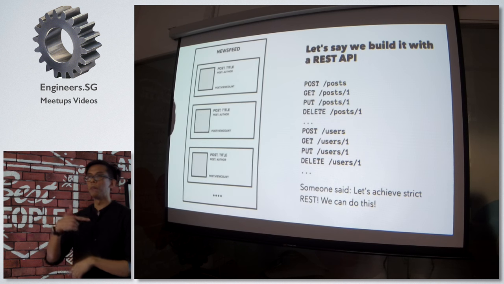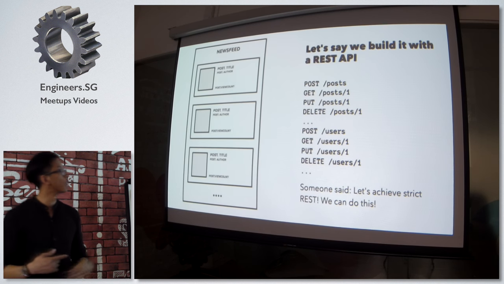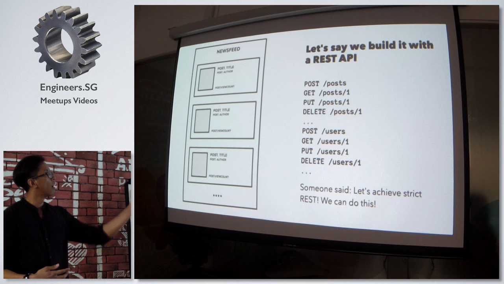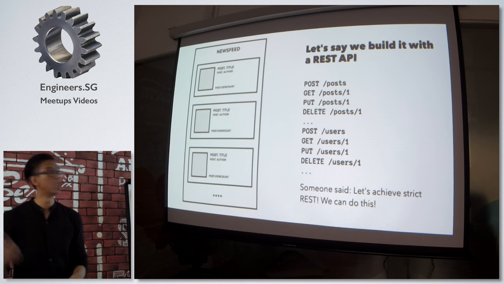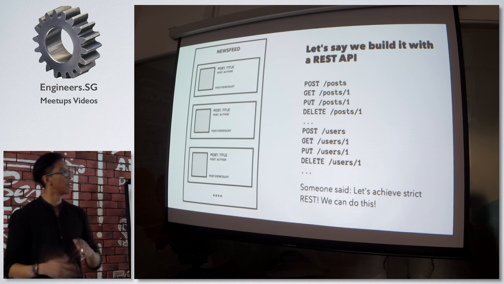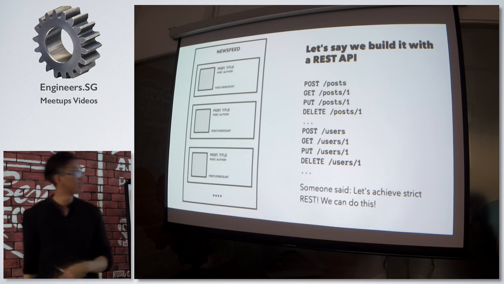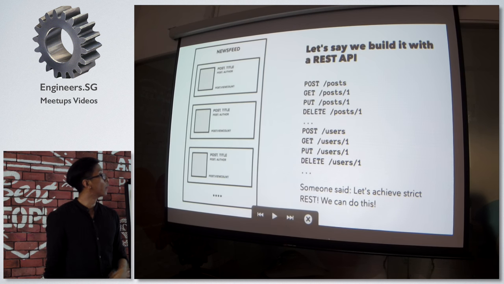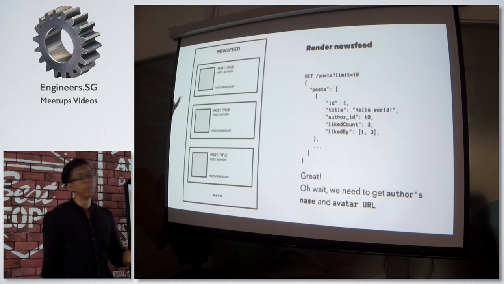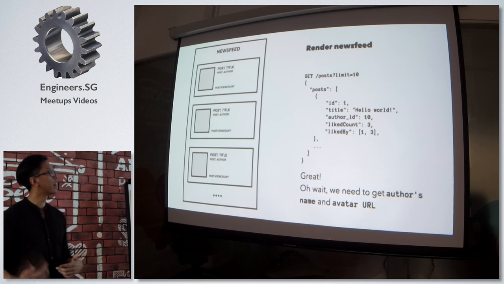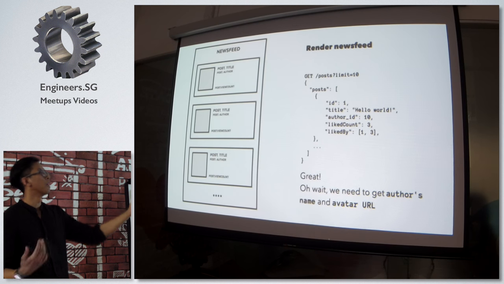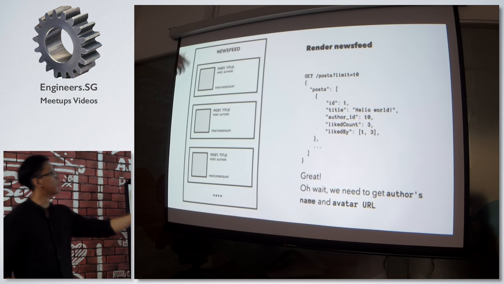Let's say we build this application with a REST API. Typically you design it so you get a list of posts, you get a post given the ID, delete and put, and all these nifty REST verbs. But what happens when your front-end developer wants to render the newsfeed given this REST API? Typically he's going to ask, let's get a list of posts for this user, and limit it by 10, for example.